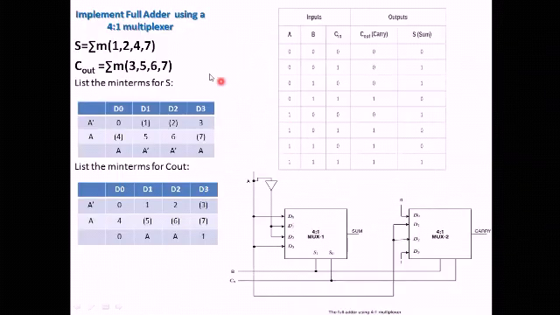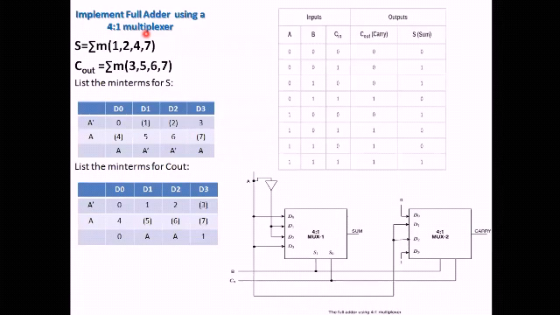Here we have to implement a full adder using a 4:1 multiplexer. This is a very important part in the case of multiplexers because it falls in the implementation of the multiplexers. So this may come in the semesters. Here we have done the full adder, that is, implementing a full adder using a 4:1 multiplexer.